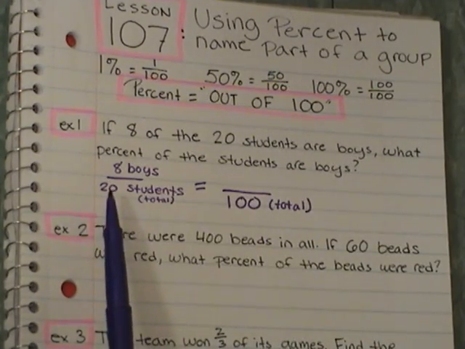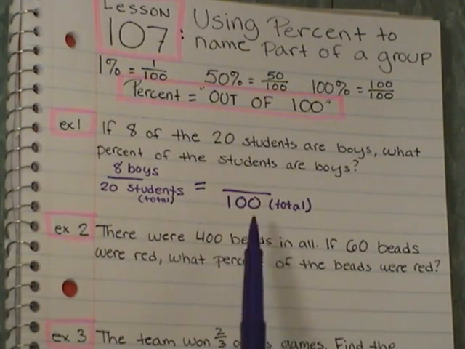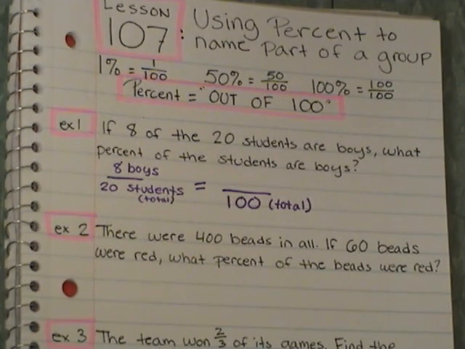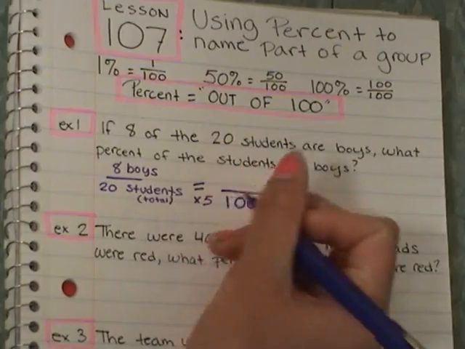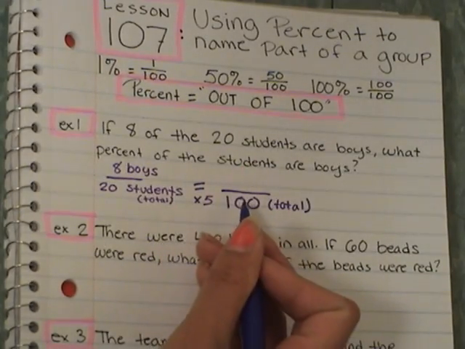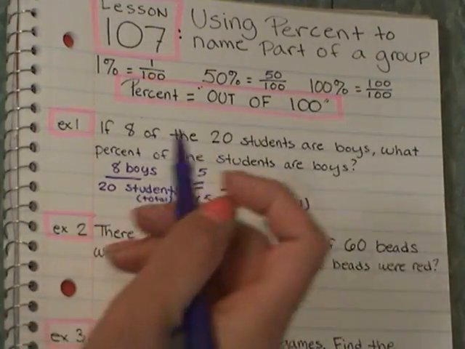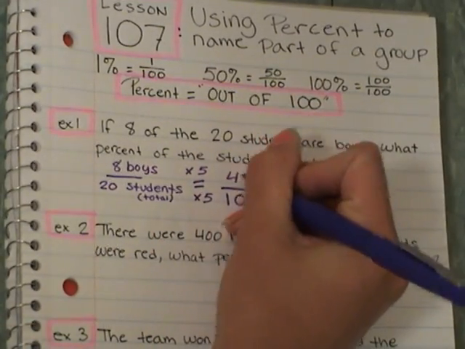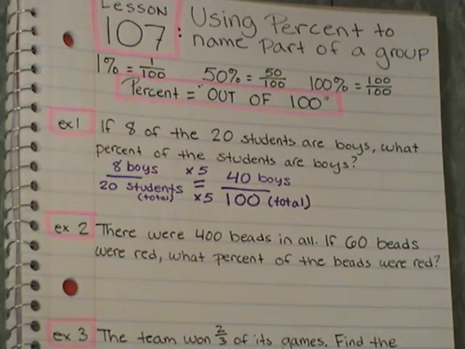So let's look at 20. What do we need to multiply 20 by to get to 100? And if you said 5, that would be correct. So I need to multiply the bottom by 5. 20 times 5 equals 100. Then I need to multiply the top by 5. 8 times 5 equals 40. And these are boys. So now I have a fraction that is out of 100. Now this can be turned into a percent.